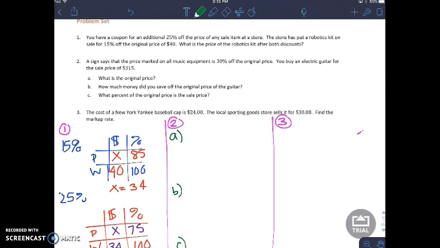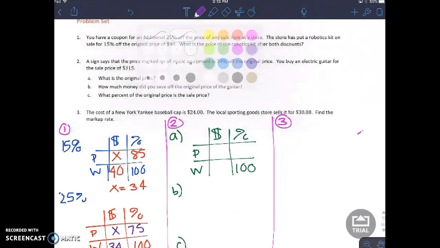So now it's saying that we are buying an electric guitar for a sale price of $315. That's what we're actually paying, and it's 30% off. So what's the original price? So this is actually going to work a little bit different. Our tic-tac-toe is the same, and we still have the 100 in this spot, but now the 315 is like the answer to our problem.